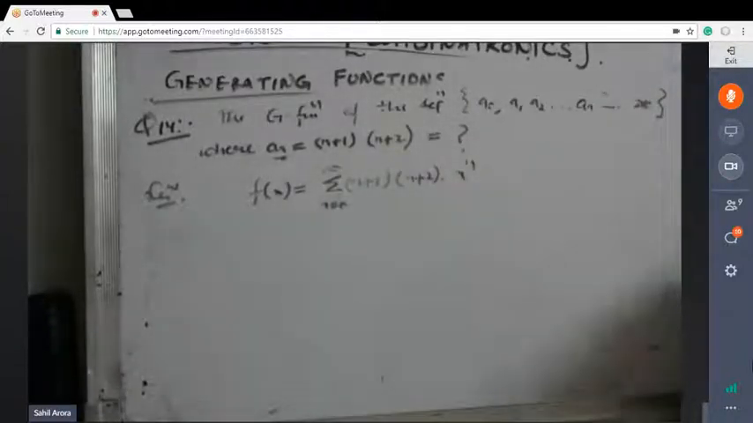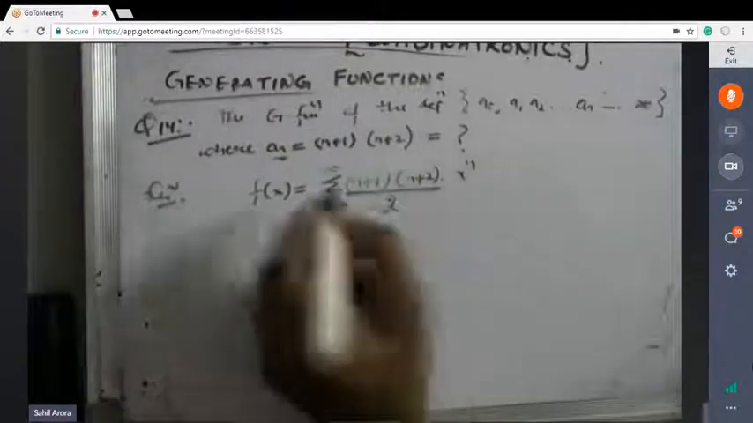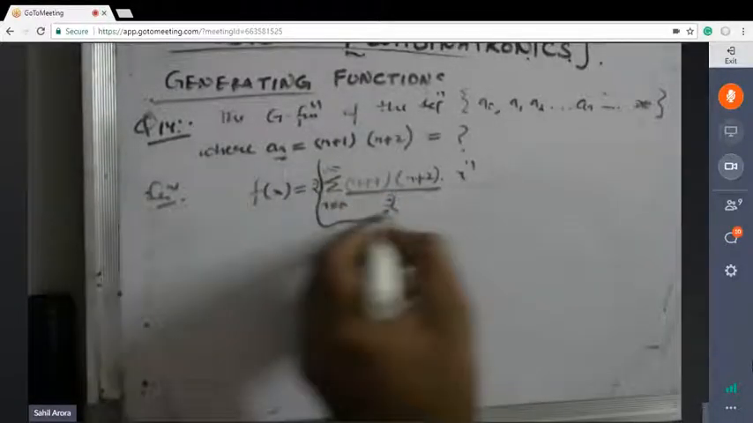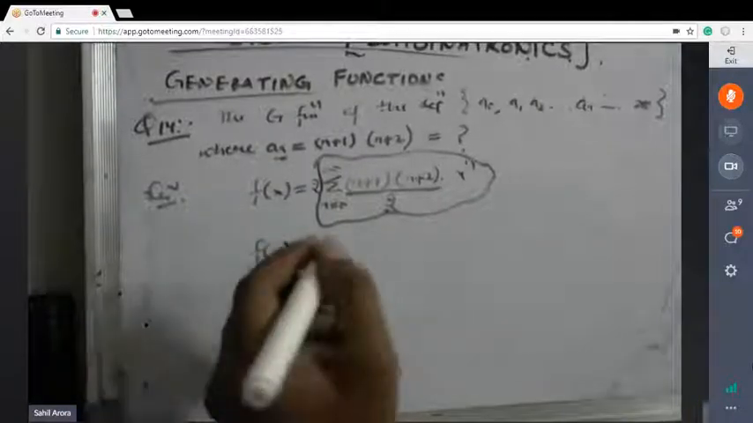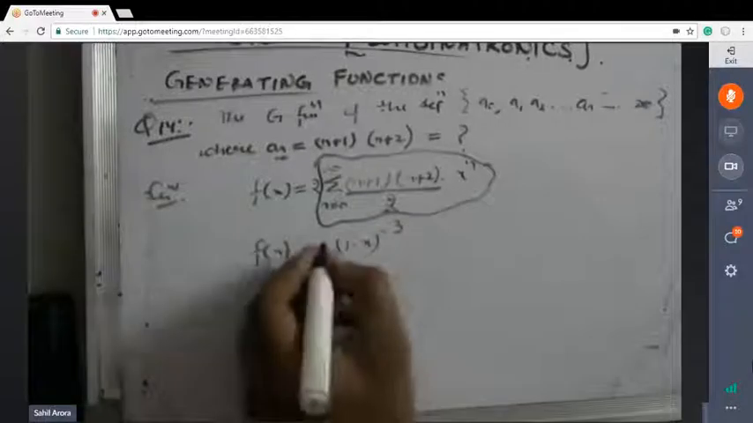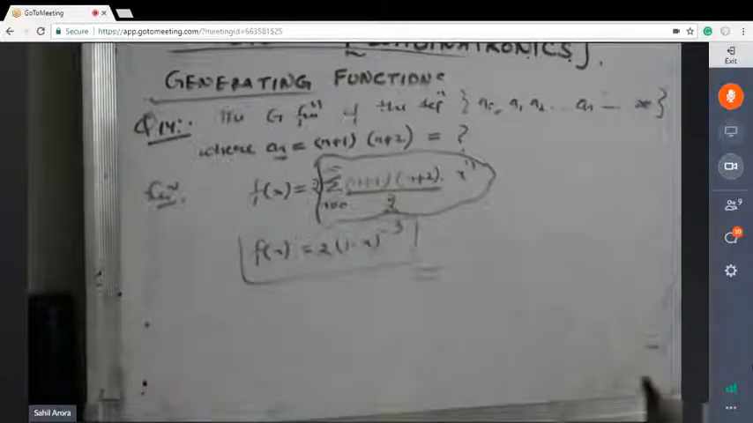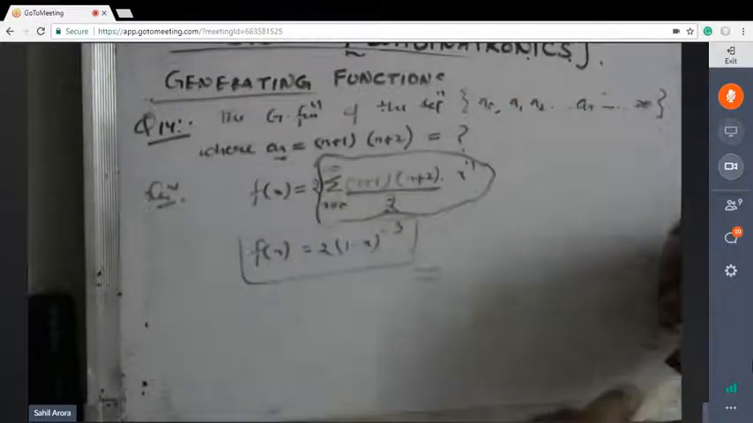Right now, the only thing is, if I divide by 2 and multiply by 2 also, now everybody knows that this is nothing but the expansion of (1 minus x) whole power minus 3, and the 2 is outside, so this becomes the answer. See, the answer is very simple. We are getting the answer in less than 10 seconds only.